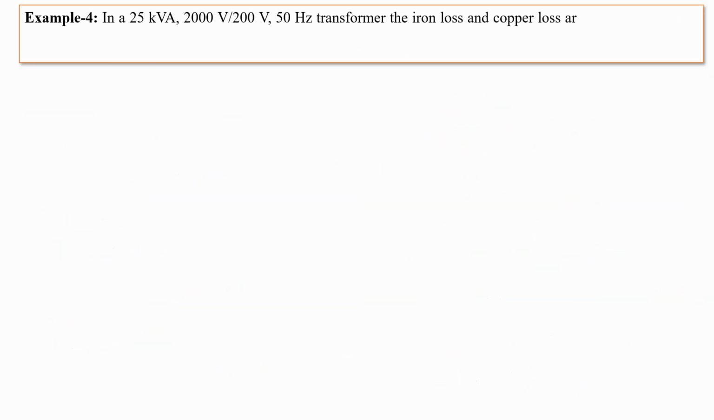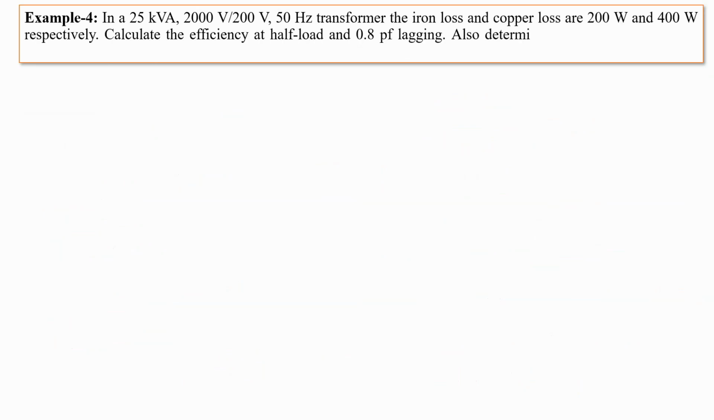The next question. A 25 kVA, 2000 volt by 200 volt transformer. The iron and copper losses are 200 watt and 400 watt respectively. Calculate the efficiency at half of the full load and 0.8 power factor lagging. Also determine the maximum efficiency and corresponding load. So let's see the solution.